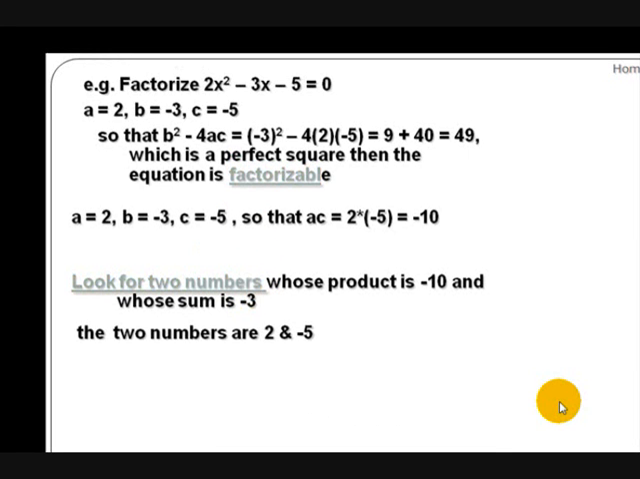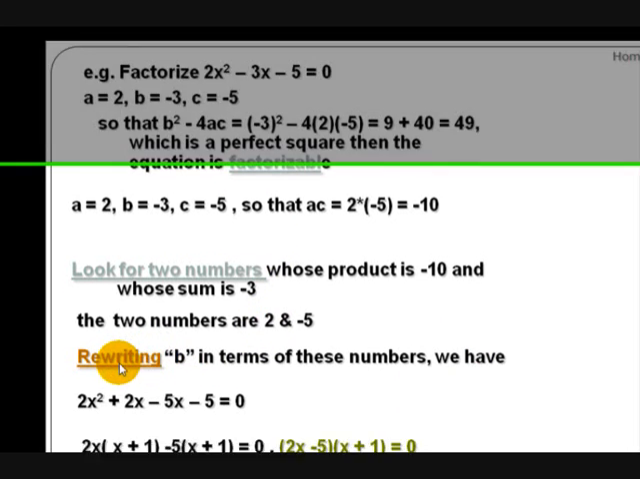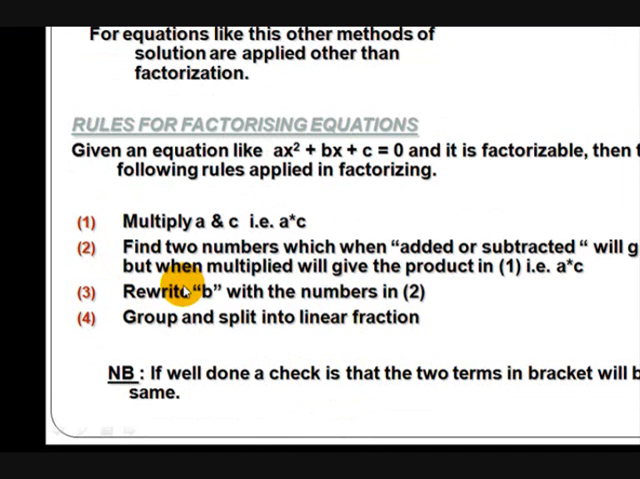So now the next step. Okay, so now that we have found the two numbers, the next thing is to rewrite b. Remember we are now supposed to take the third point, which is to rewrite b in terms of the two numbers that you have found.